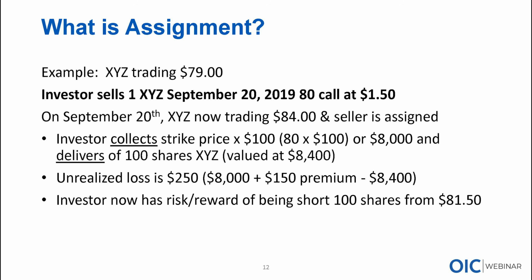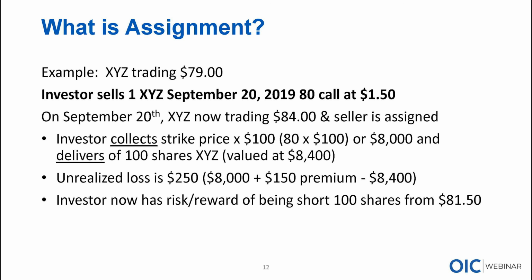The way assignment looks is this. This is the flip side to our call buyer. Here we've got a call seller. They sold the $80 strike at $1.50. They kept that premium. Now, whereas for an option buyer that premium represents your maximum risk, with an option seller, that premium represents your maximum reward. So the stock is now trading at $84.